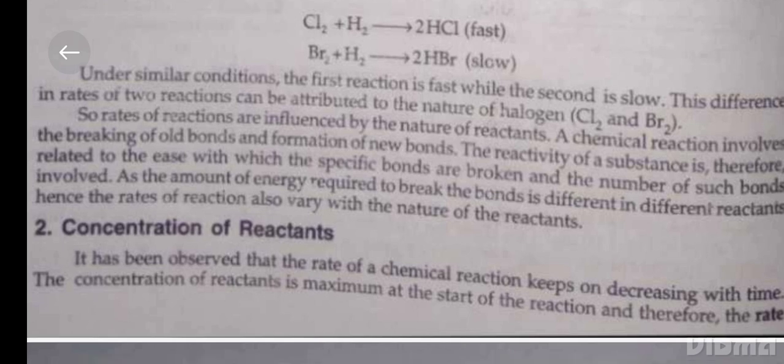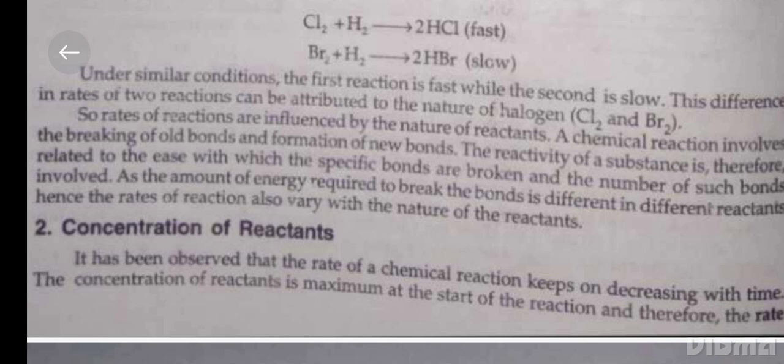Cl2 plus H2 gives HCl, and Br2 plus H2 gives HBr. Under similar conditions, the first reaction is fast while the second is slow. This difference in the rates of the two reactions can be attributed to the nature of the halogen. So, rates of reactions are influenced by the nature of the reactants.